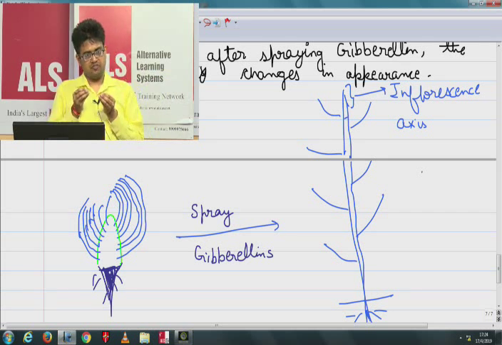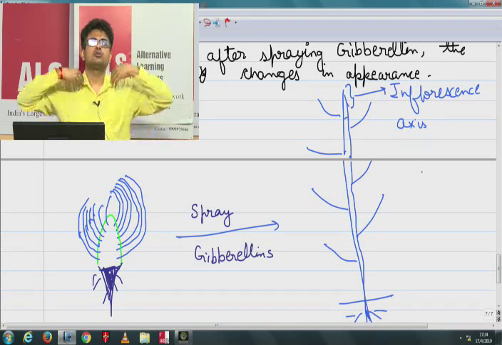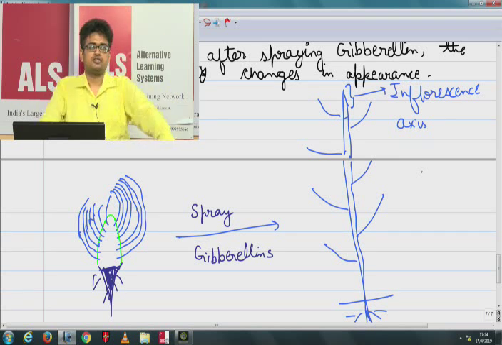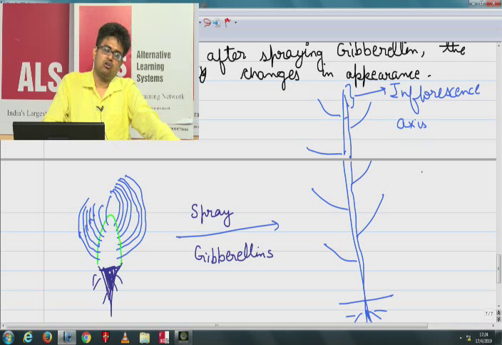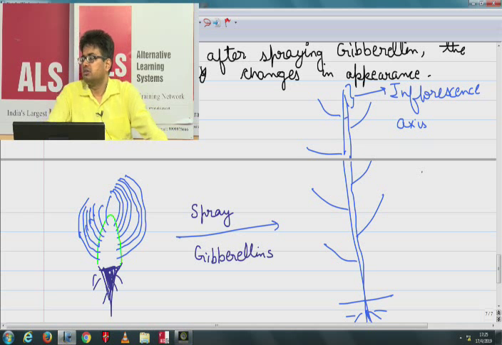Hormones produce an effect which is going to spread over years, days, or hours. So it is not going to happen overnight. The same is the case with gibberellin. You cannot observe it immediately. You must give it 7 days, and in 7 days you can observe the effect of gibberellin or any hormone.